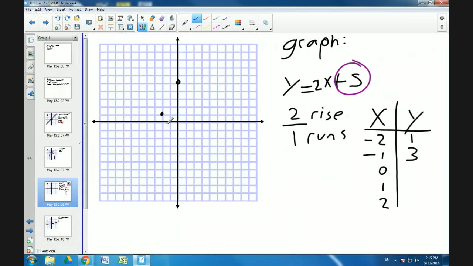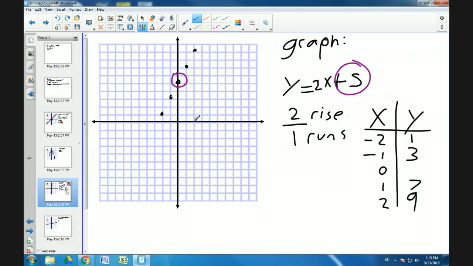You plug in 0, and it'll be 0 plus 5, which makes 5 here. We plug in 1, we get 2 plus 5, which is 7. We plug in 2, we get 4 plus 5, which is 9.